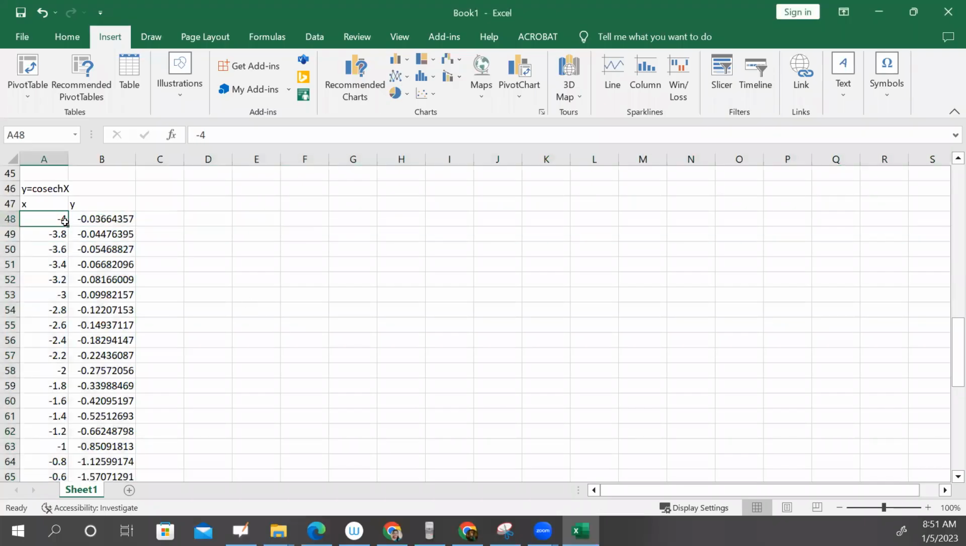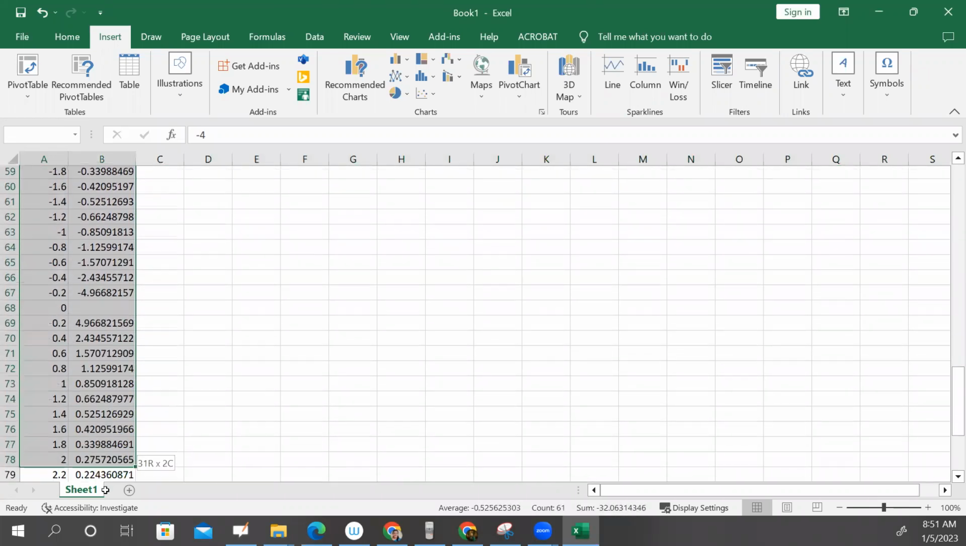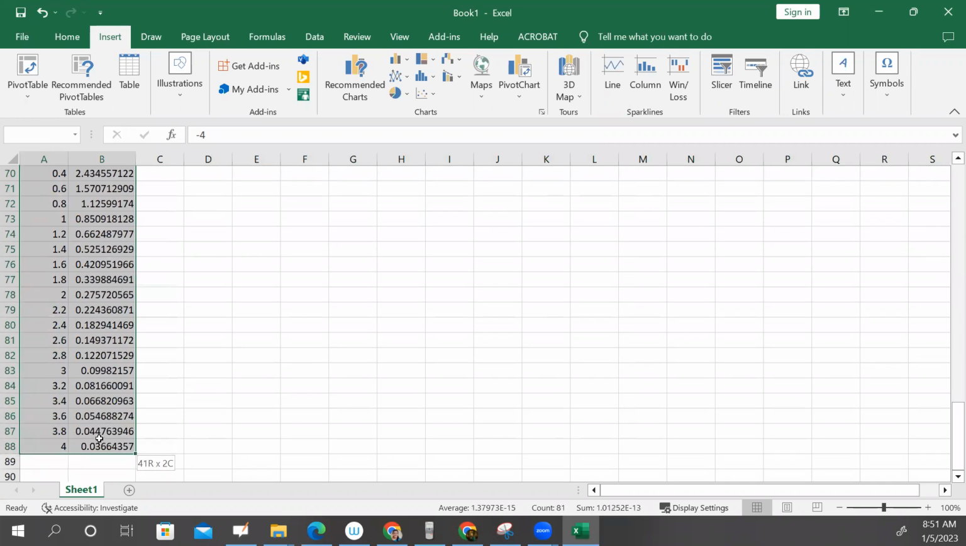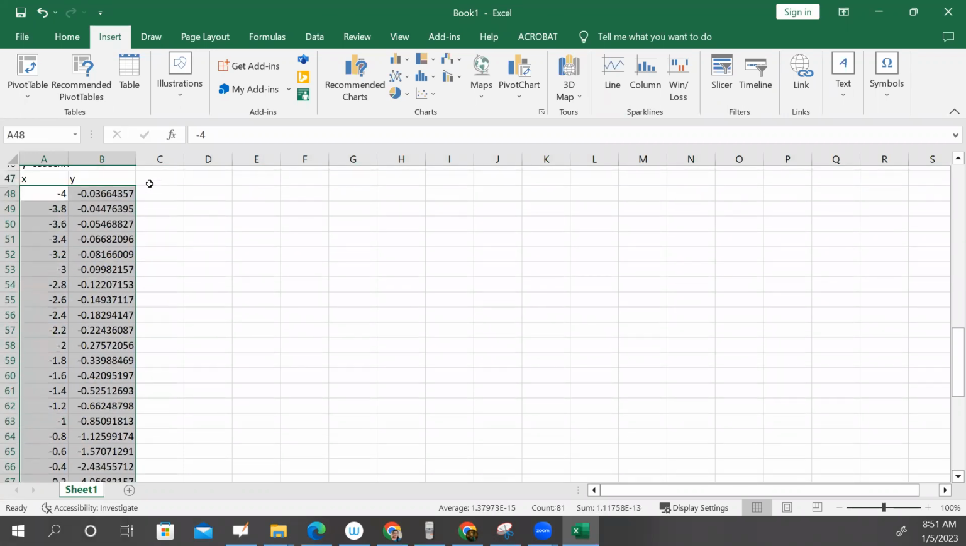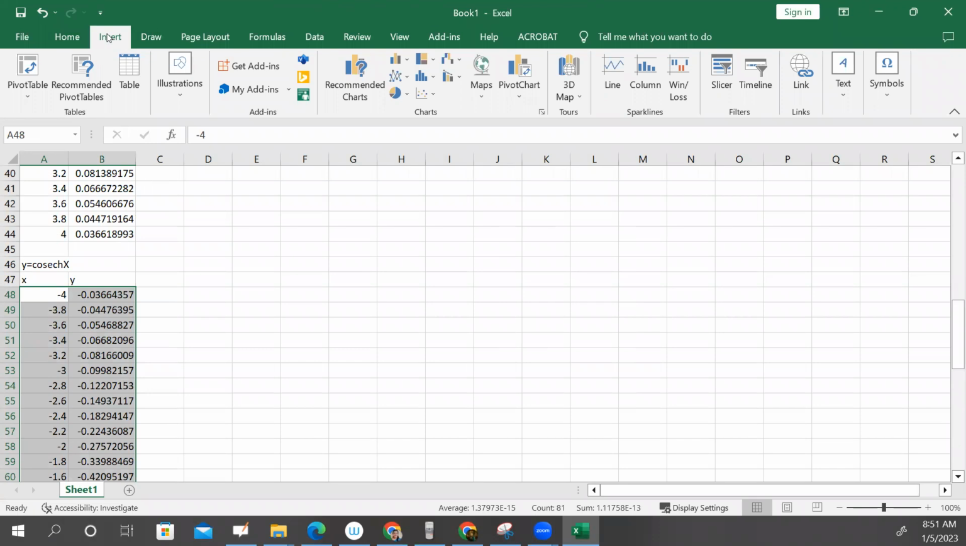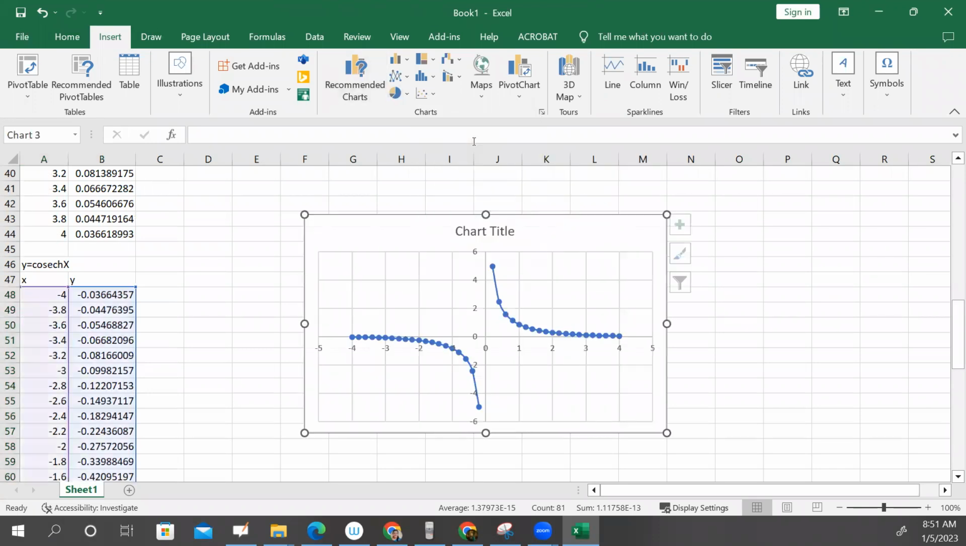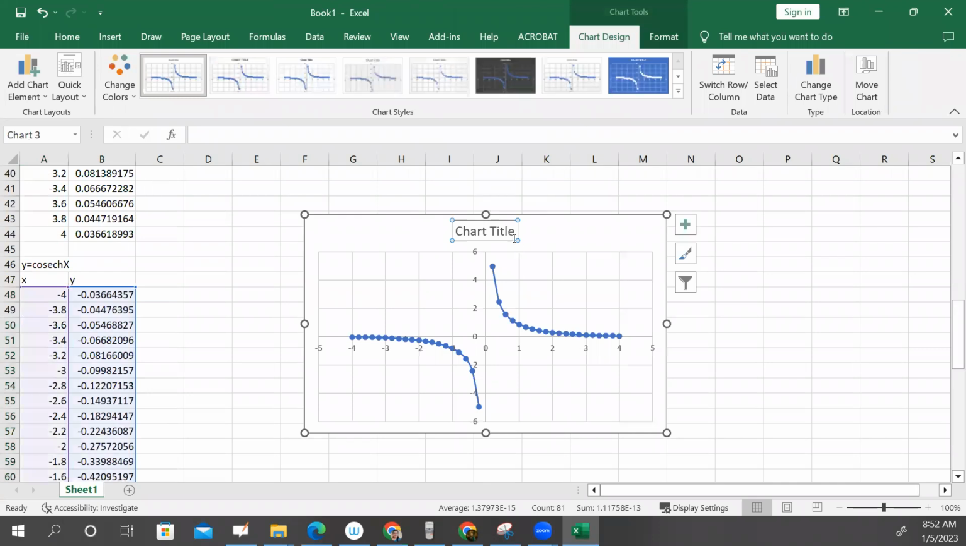All right, guys. So after you simulate the points and remove the x equals 0 point, you can remove the y value. And then you select the xy values, and then you go to insert, and then you go to the chart and you can select it. Right, guys? I think you can clearly see how the graph looks, right? So this is the y equals cosech x graph.